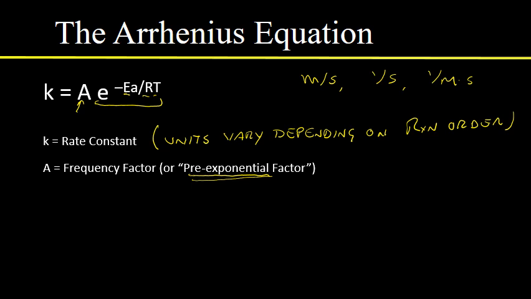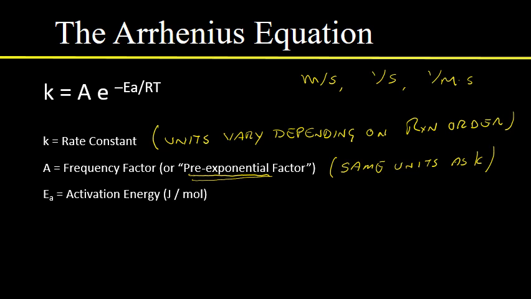If you look at the units, you'll see that this part here, E raised to some power, has got to be unitless because E doesn't have any units. So you take something unitless, raise it to a power, it's still unitless. So if E doesn't have any units, but K does, then the frequency factor has to have the same units as the rate constant. So the frequency factor units on that will vary from reaction to reaction.